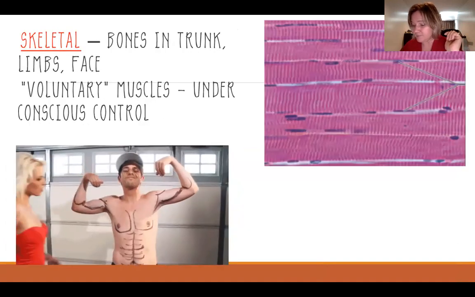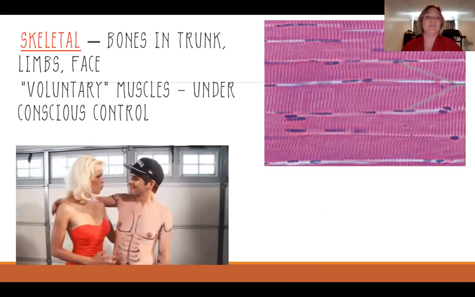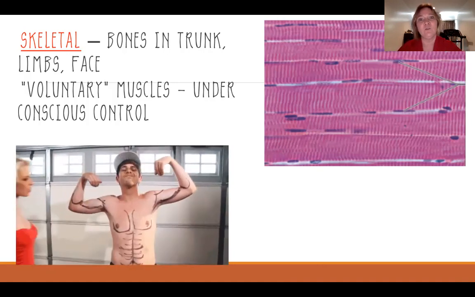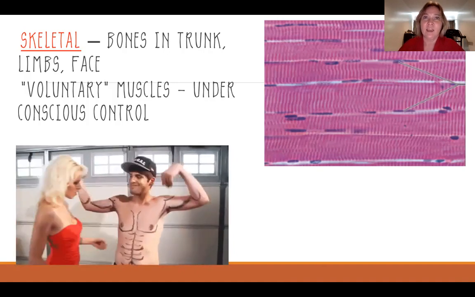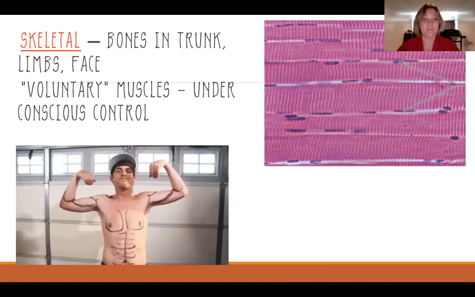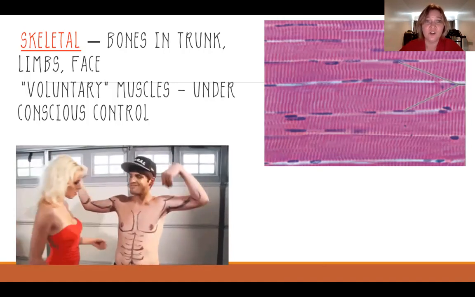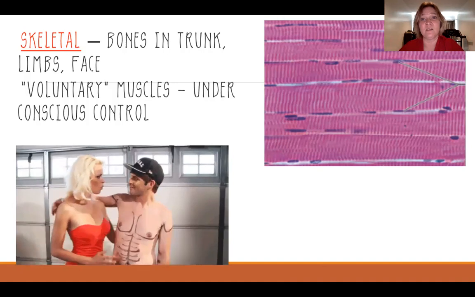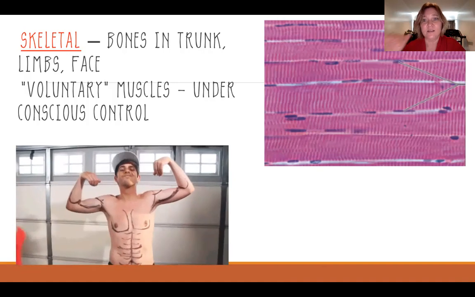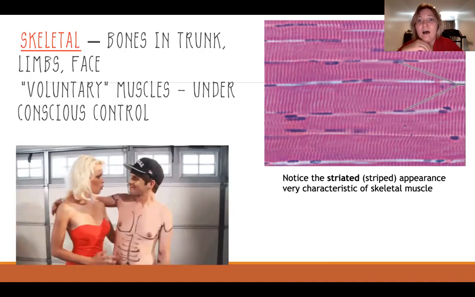Now, there are 3 types of muscle. We have skeletal muscle, which you find in the bones of the trunk, limbs, and the face. If you're wondering what the trunk is, imagine if you have no head, no arms, and no legs. What's left is the trunk. Skeletal muscles are considered voluntary muscles, which means they are under your conscious control, which means consciously you decide to move parts of your body. It's not automatic. Now, this is a micrograph or a picture from a microscope of skeletal muscle.